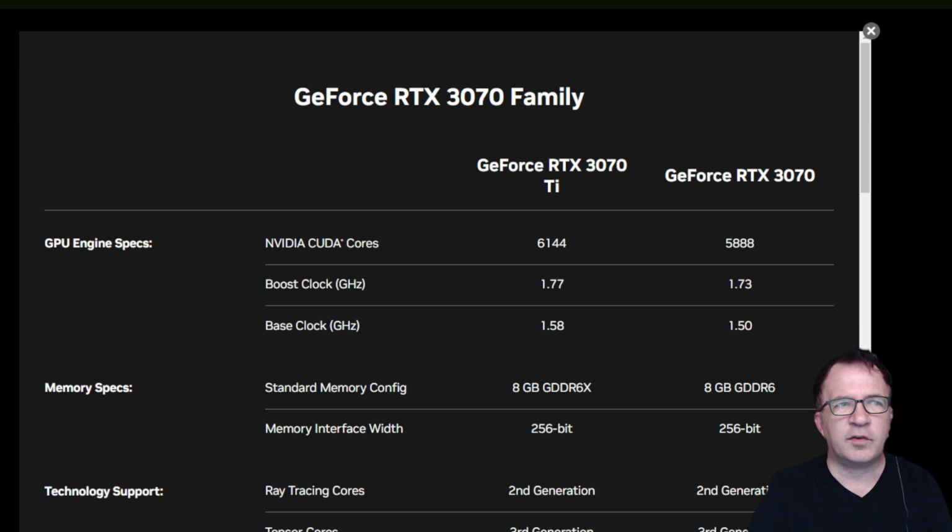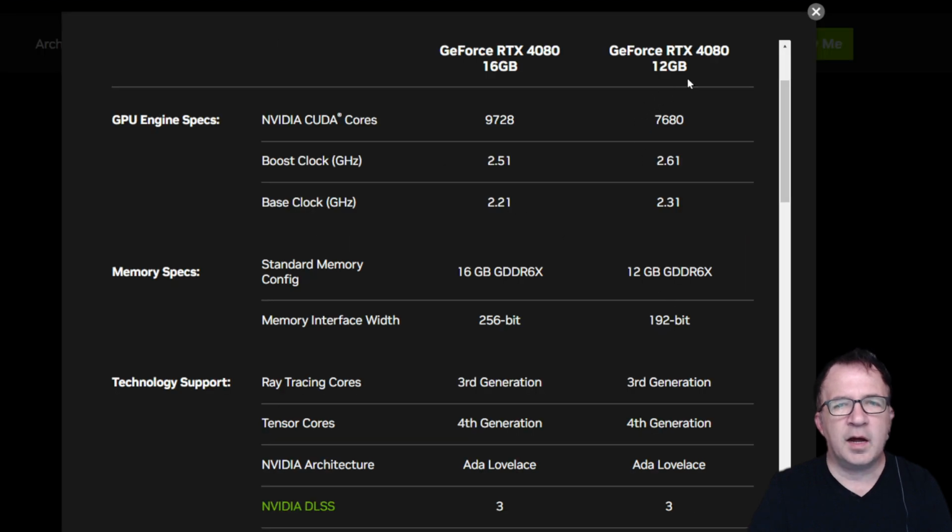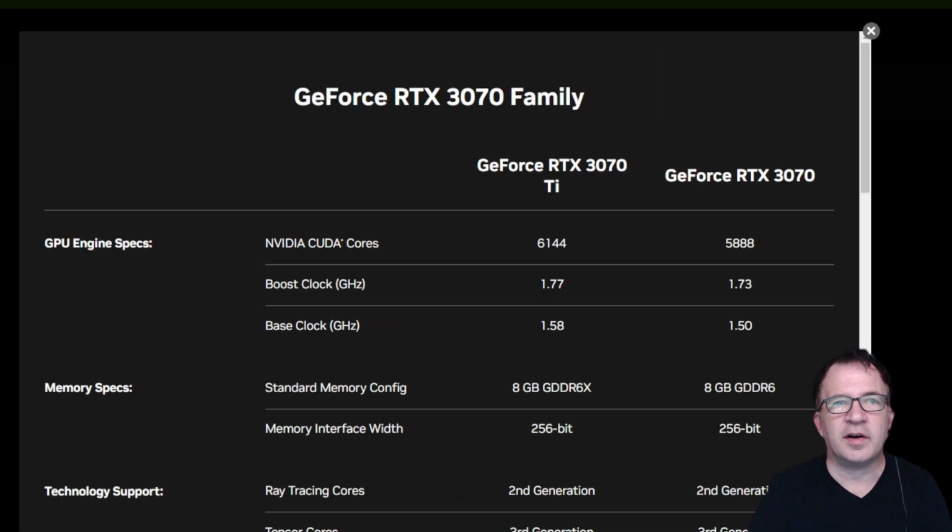So it's really surprising that the 4080, the 12GB version, is actually going to have a narrower memory interface width than a 3070 card. To me, that really jumped out at me and said, I don't know how well that's going to perform on any memory intensive algorithms.